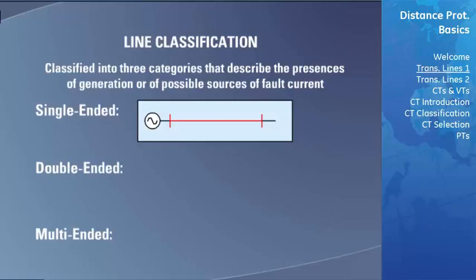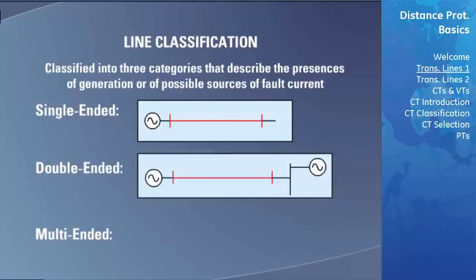A double-ended line has only 2 boundaries, each of which can have a source of fault current available. This type of line is used to deliver power usually in different directions at different times. If a fault occurs on this transmission line, current will be fed to the fault from 2 locations.